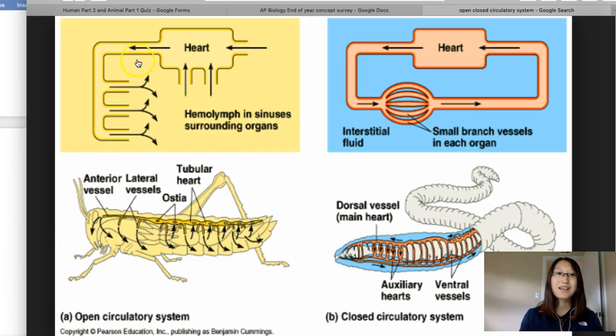What happens is, these are all open ends. So as the hemolymph comes out of the heart, it's just going to flow out of these tubes. These are open tubes. And then some of that liquid will go back to the heart. Some of it won't. Eventually, most of it will make it back to the heart, but it's not a closed loop. As you can see, this right here is an open loop. So what you need to do is to be able to identify which one is which, okay?